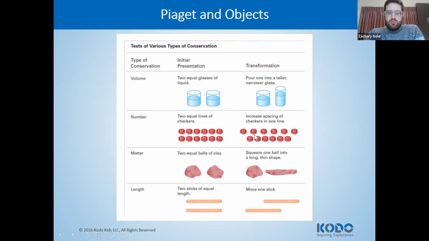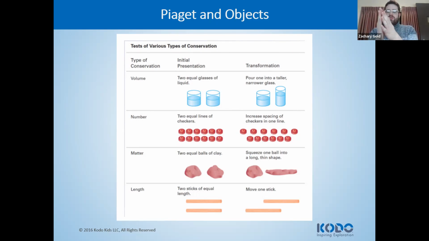The same thing happens with number. If you take these checkers and spread them out wider, a lot of kids that are not able to conserve will perceive this row as having more checkers in it. Well, you can see that this has 6 and the one below it also has 6, but it looks bigger to kids. And the same thing happens with matter. So these are two balls of Play-Doh. It's the same amount of Play-Doh in each of these balls.